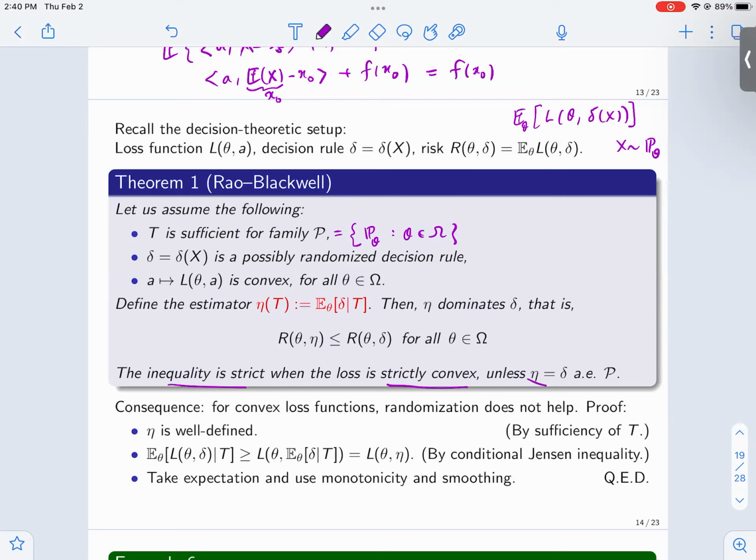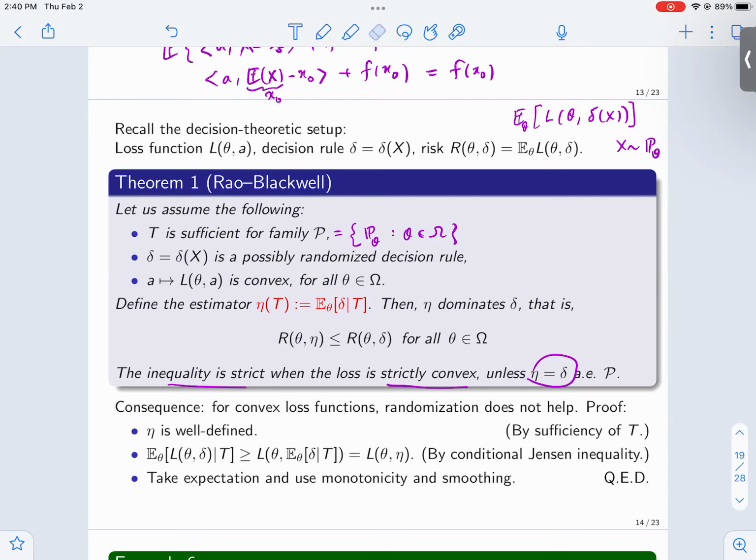Unless eta is equal to delta, unless this new estimator is the same as the original one. As you can see, this comes from Jensen's inequality, and it's very interesting because, for example, quadratic loss is a strictly convex function. So Rao-Blackwell says that for quadratic loss, if you do this, and it turns out that the new estimator after this procedure is different from the original one, it's going to dominate it strictly everywhere. So it makes the original estimator delta inadmissible.